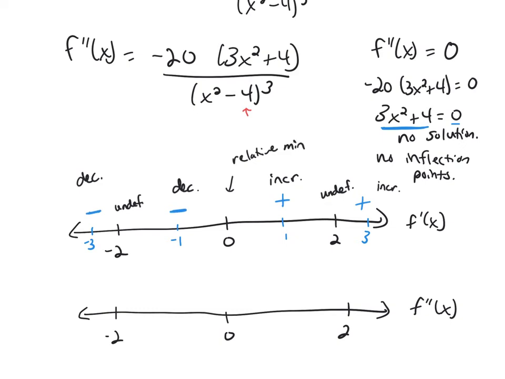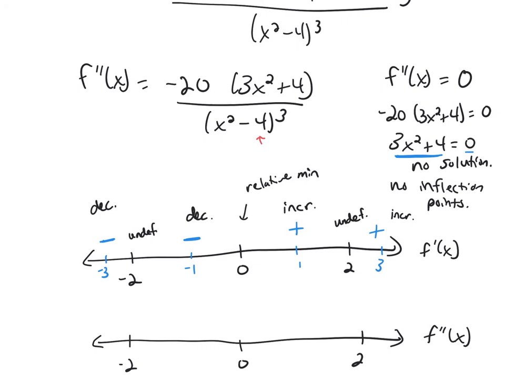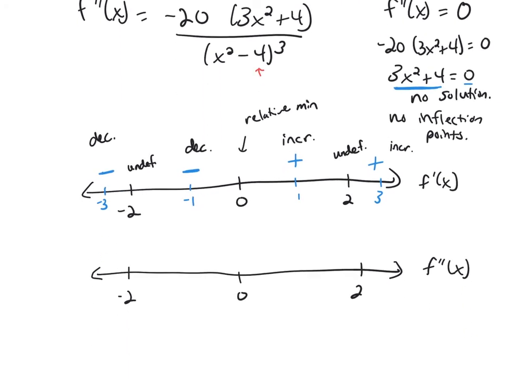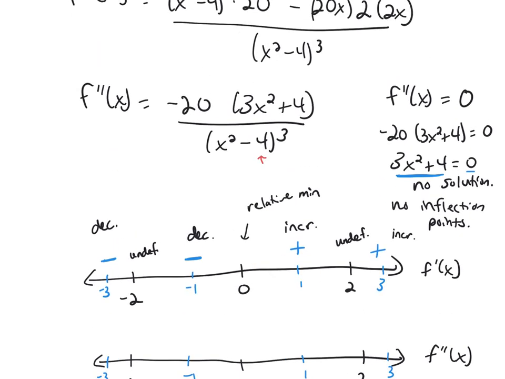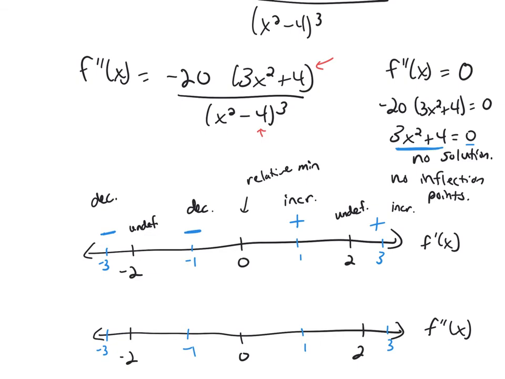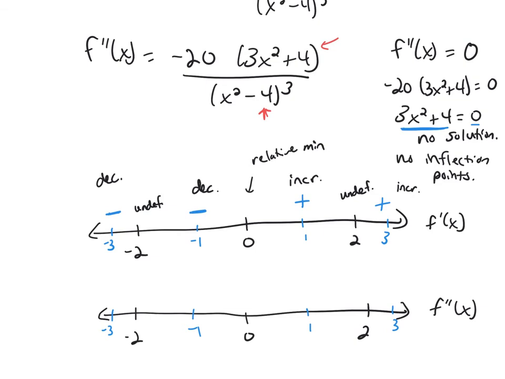Now go to your second derivative and plug in your same test points. Plug in negative 3, negative 1, 1, and 3 into here. Now notice that your numerator will always be negative. So really your sign is just coming from the denominator. If I plug in negative 3, the denominator would be positive.